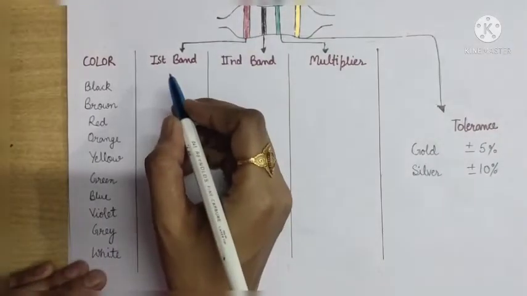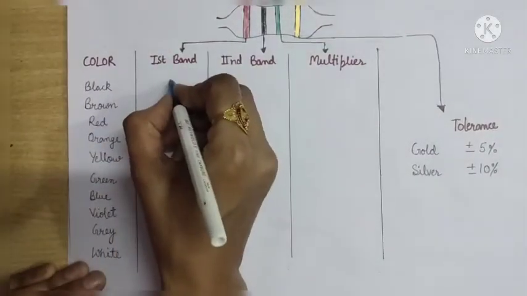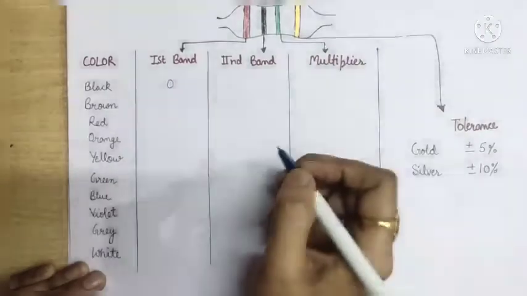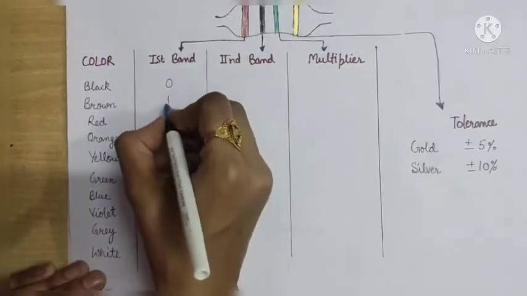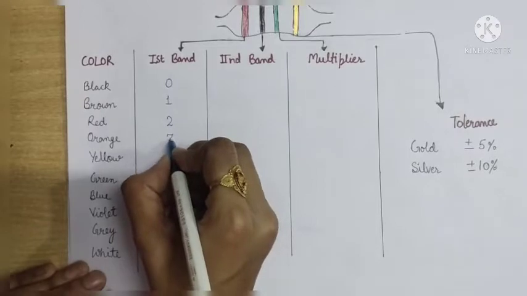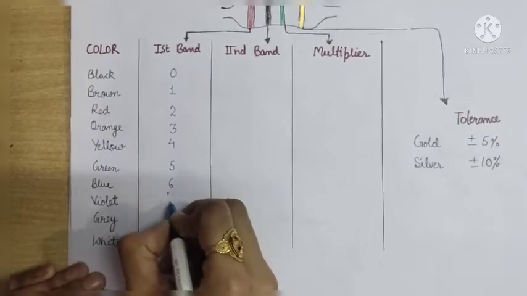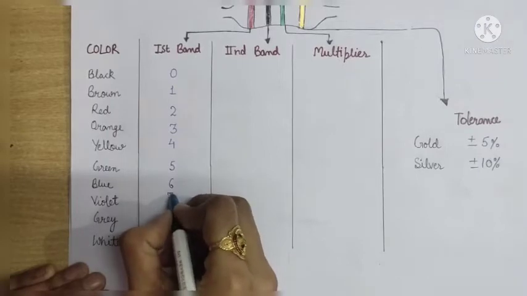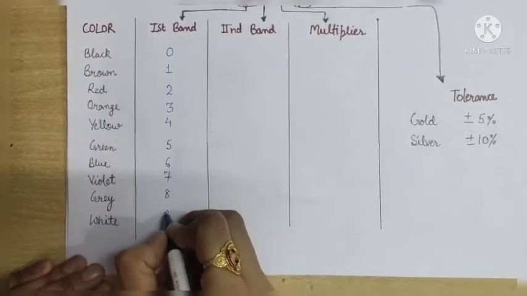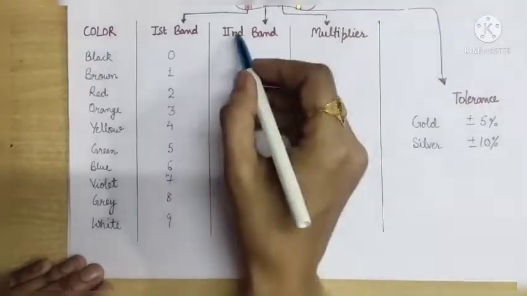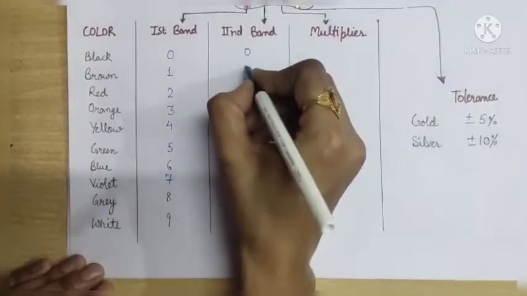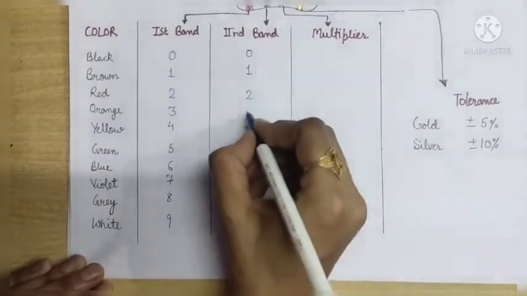For black, the value is 0. For brown, it's 1. Red 2, orange 3, yellow 4, green 5, blue 6, violet 7, gray 8 and white 9. Similarly for the second band, the values are again the same.